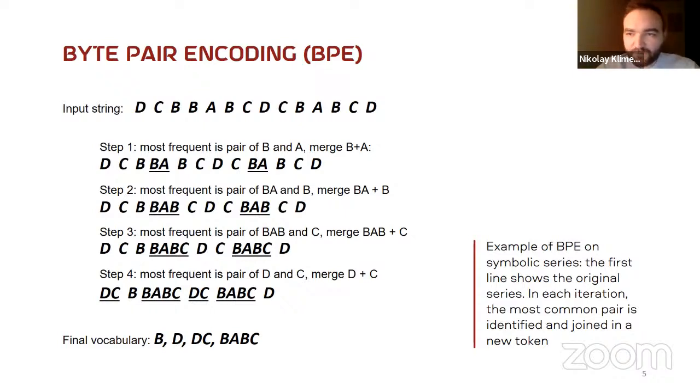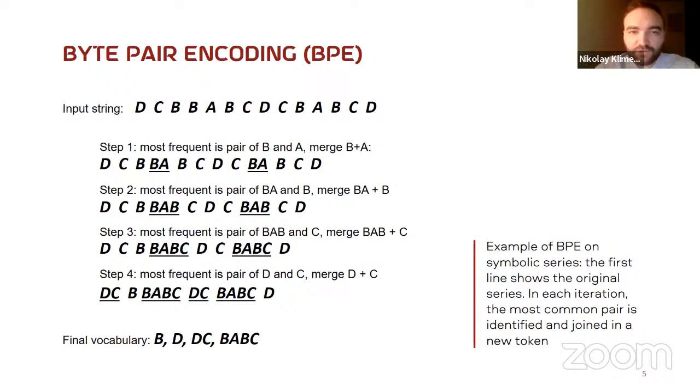You just have an input text, and you are looking for the most frequent pair of symbols. In this example, you may see the most frequent pair on the first step would be symbols B and A. They appear in our corpus of text two times. It's the most frequent, and we combine them together, and B and A now form a new token. And we continue this loop, merging symbols into new tokens until we reach the desired vocabulary size, or we don't have any other options to merge those tokens.